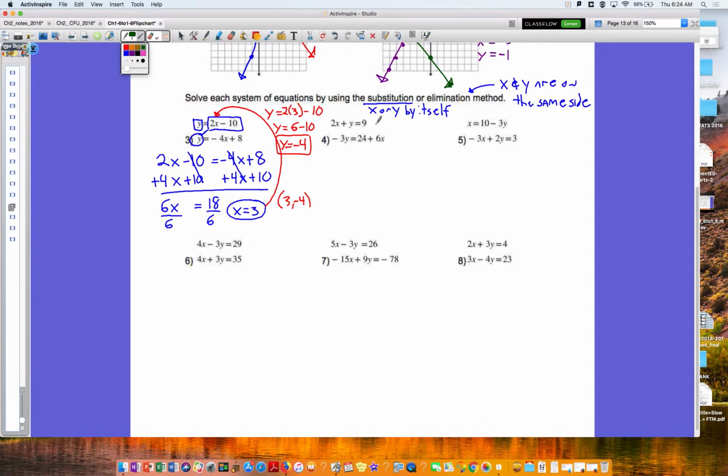So if I move my 2x over to the other side, which I'm going to do here, then I've got y by itself. So to do that, I have to subtract 2x. Subtract 2x. So y equals negative 2x plus 9. So now, I'm going to take this piece and put it in the place of y right there. So here I have negative 3, and I need to put this in parentheses. Negative 2x plus 9 equals 24 plus 6x.